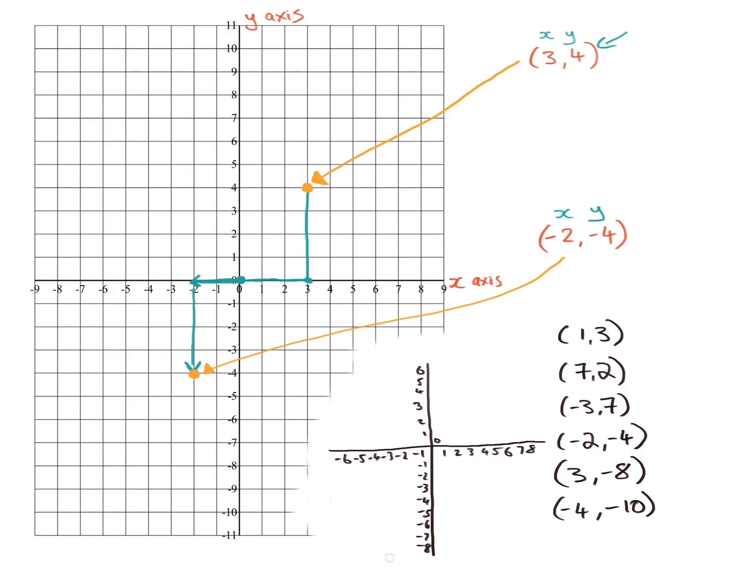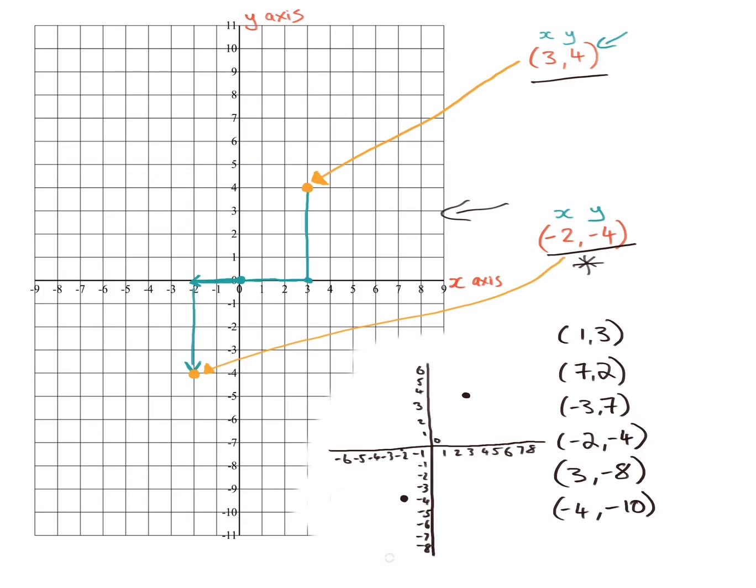I'll draw these points on my makeshift graph. I have 3 and 4, so I go out to 3, and then I go up to 4. That's my point there. It's not perfect, but it's close enough, and that's all I want at the minute. And now the next one, -2 and -4. I go out to -2 here, and then I go down to -4. And that's that point there. Again, it's not as perfect as this graph on the left, but it does the trick.